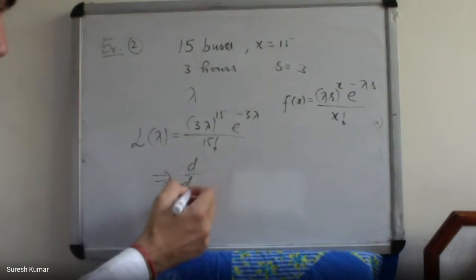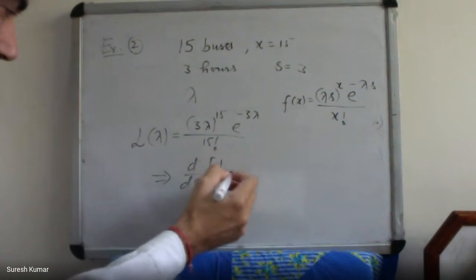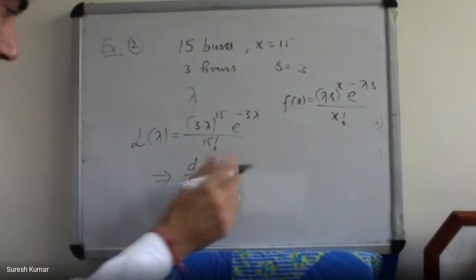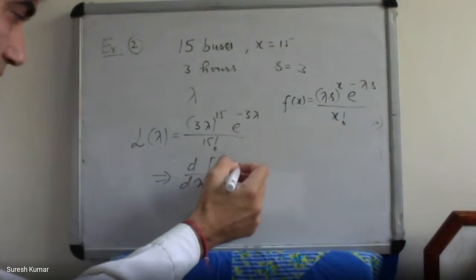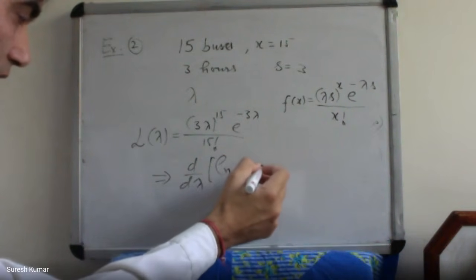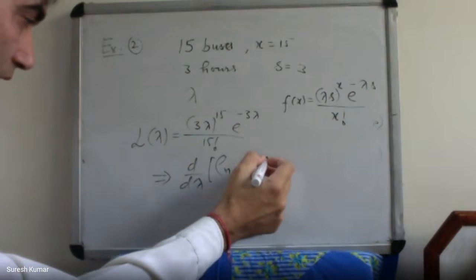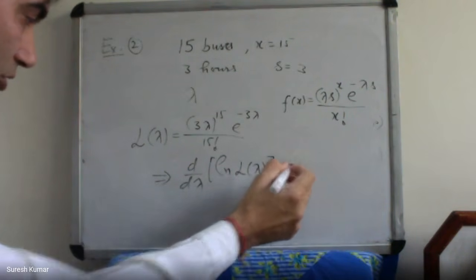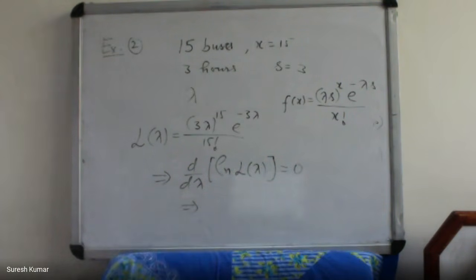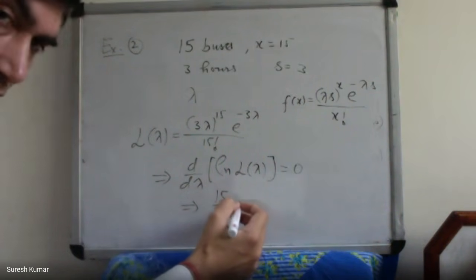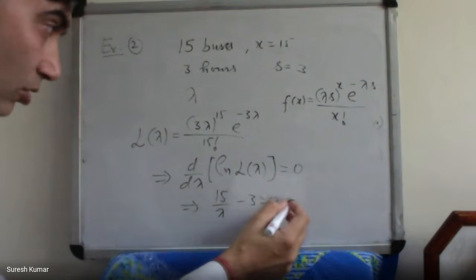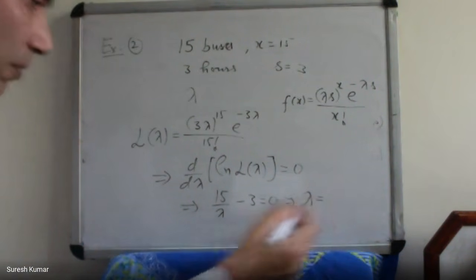If you put its derivative with respect to lambda equal to, not its derivative, its logarithmic derivative, derivative of ln L(lambda) equal to 0. See what do you get. You should get something like this: 15 over lambda minus 3 equal to 0. From this, what is lambda?